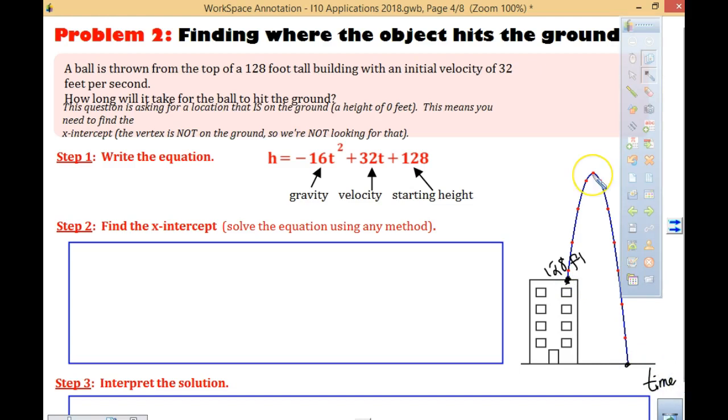We don't want to know how high up it went off that building. We just want to know from when it was launched to when it hit the ground, how much time. So the question is asking for the location of height 0. If you wanted to think about this, we're really thinking about replacing this height with 0. We're trying to say when is it equal to 0, which is the quadratic formula, and we want to solve it. So finding that x-intercept, we're going to solve the equation using any method.